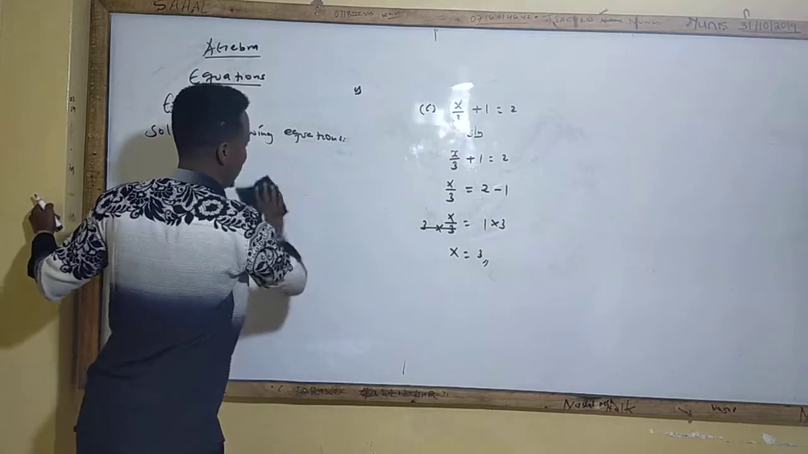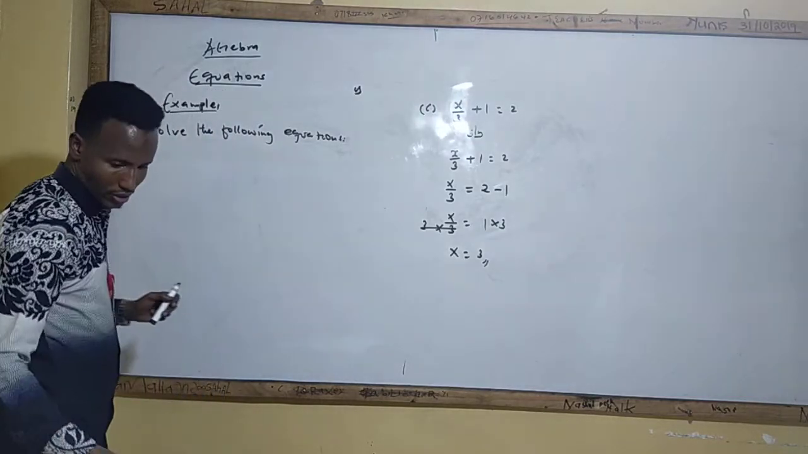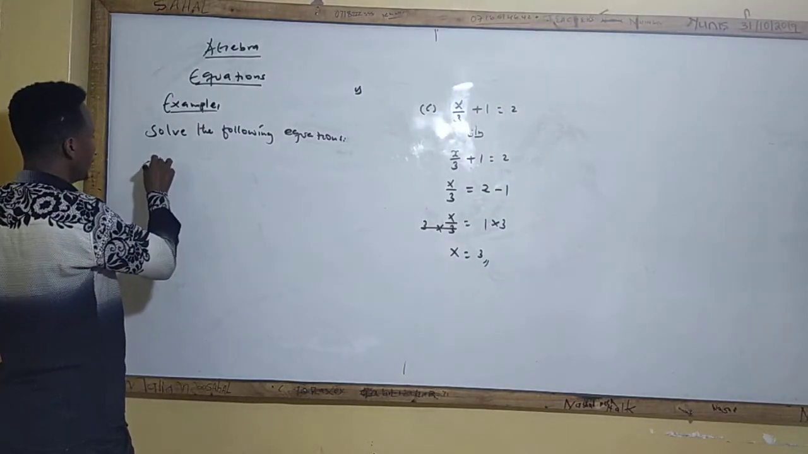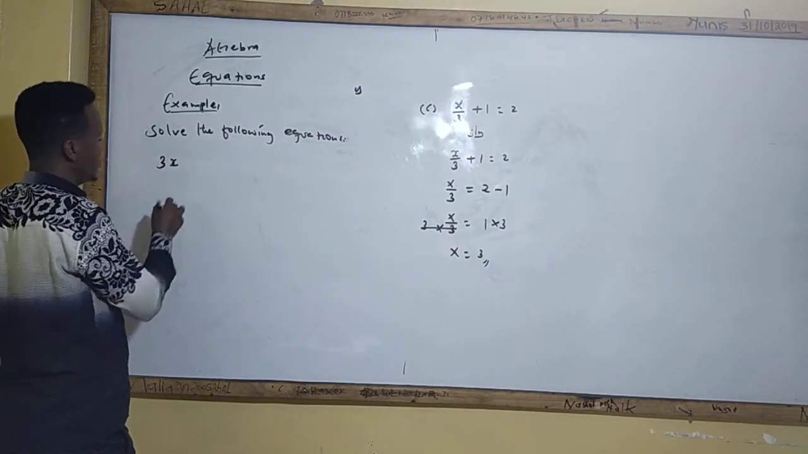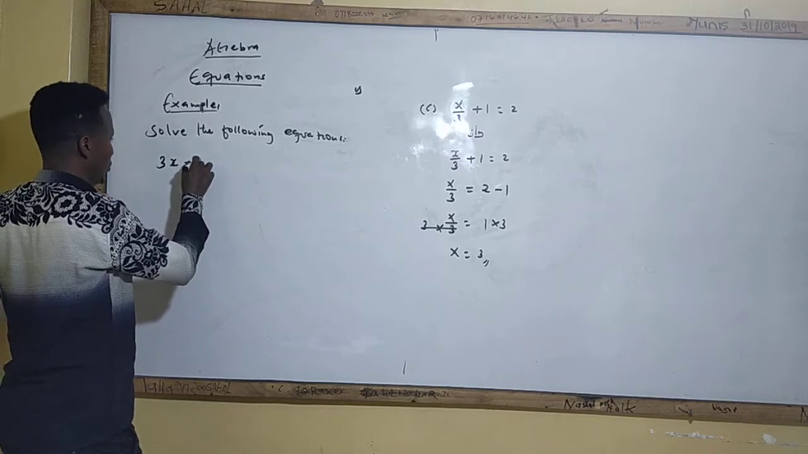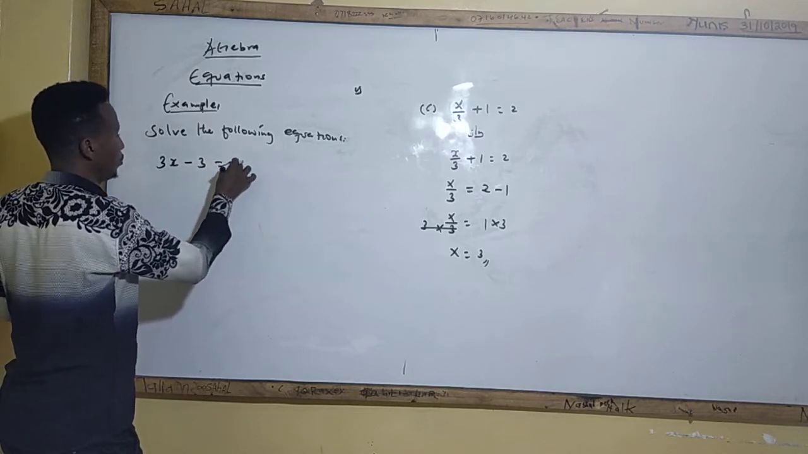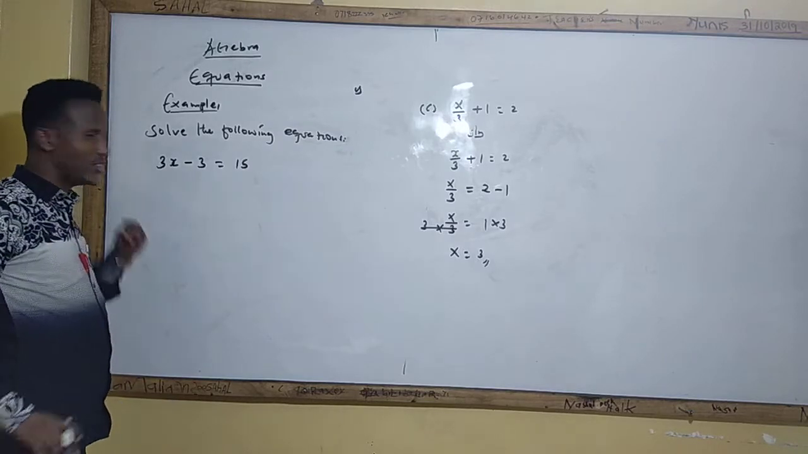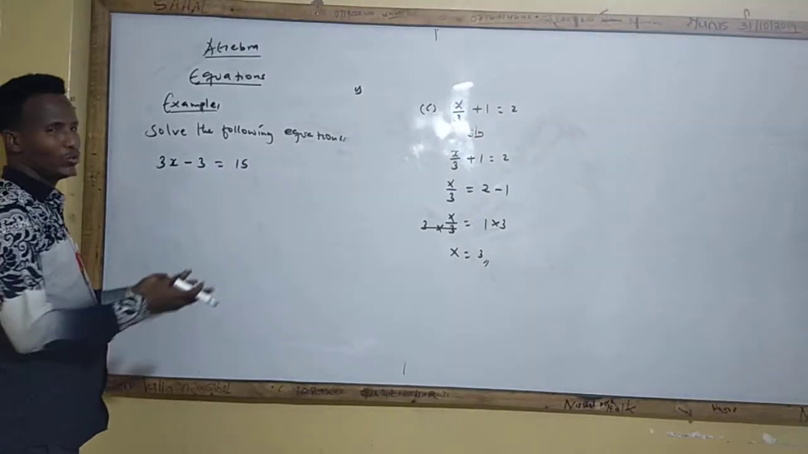Okay? Let me write more examples. Sometimes you can be given this one: 3x minus 3 is equal to 15. Just like what we have been learning right now.